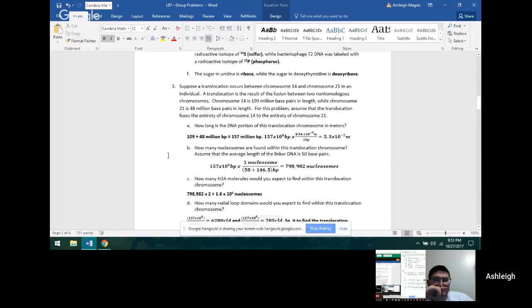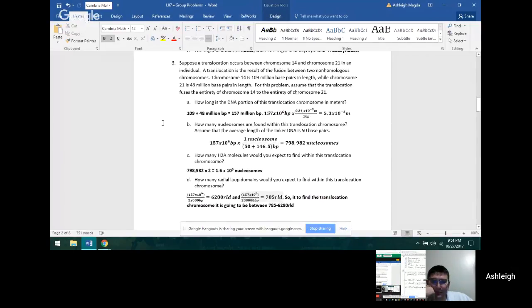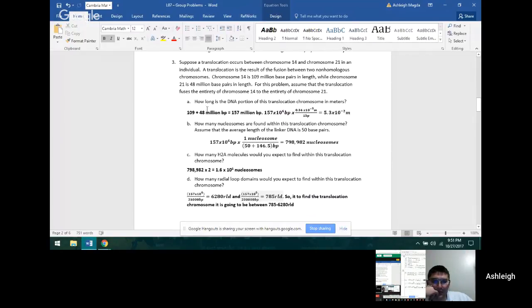Okay, I also have question 3. Hopefully this is laid out in a way that is easy to understand because I just plugged and chugged. So we have 109 plus 48 million base pairs. That's what BP stands for. So we got 157 million. I put it into scientific notation just to make it look a little neat and easy to plug into my calculator. So I multiplied that by 0.34 times 10 to the negative 9th, because that's equal to 1 base pair, and I got 5.3 times 10 to the negative 2nd in meters.